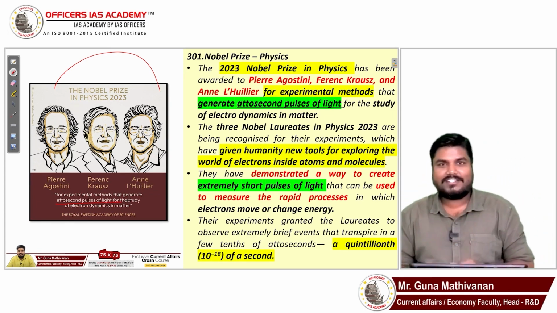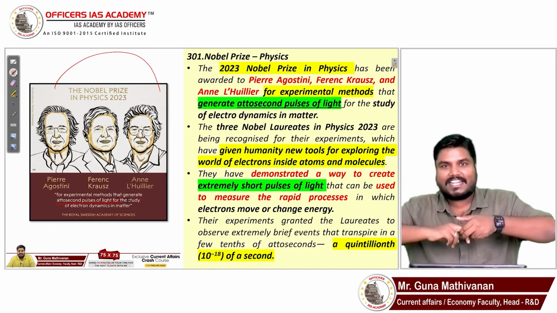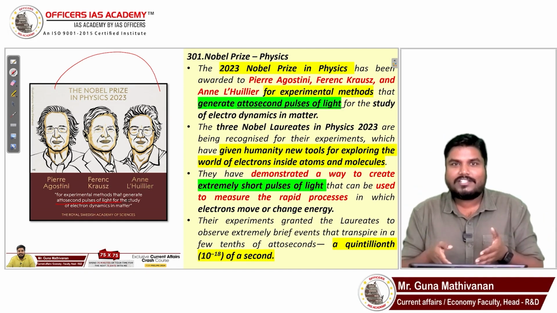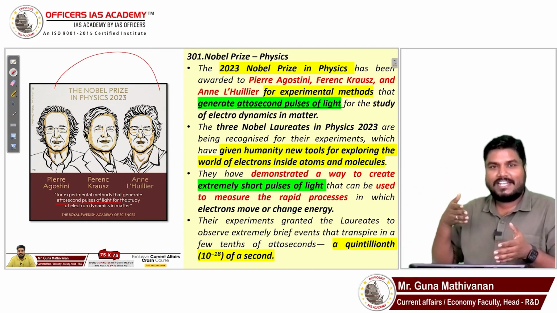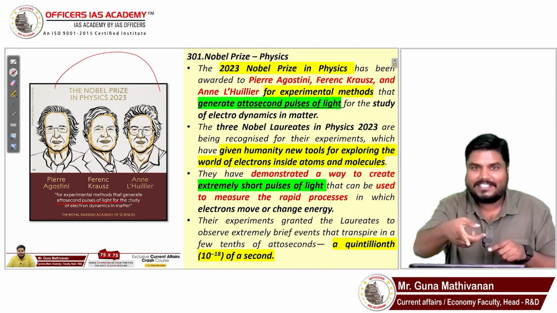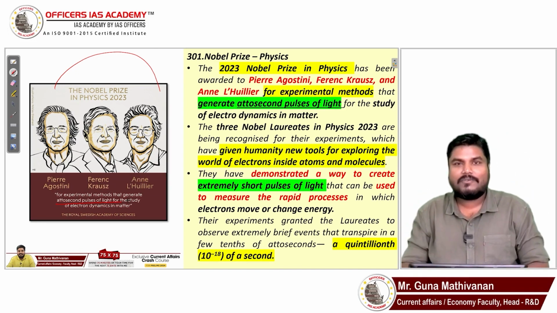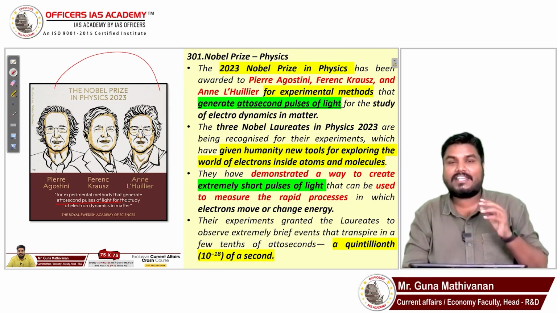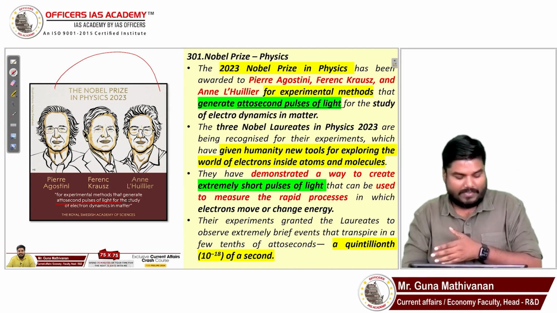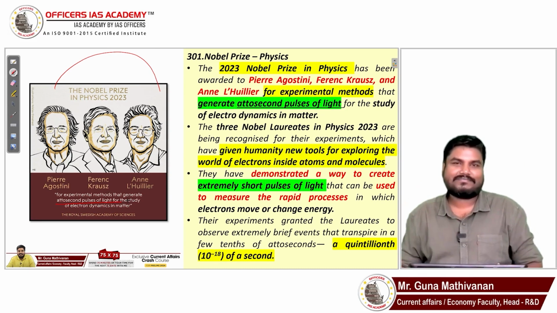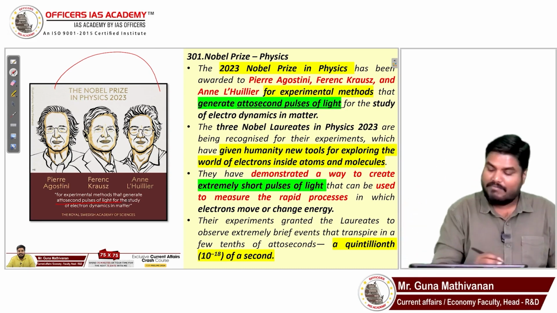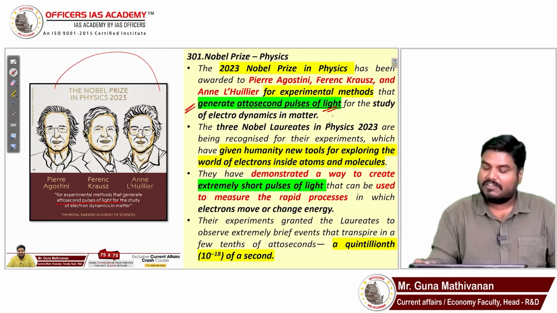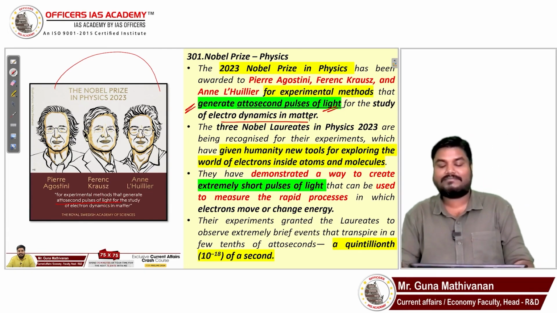Can you watch that reaction? My hand movement from here to here, you can watch. That electron interaction, can you watch? If you want to watch, then first of all, I have to create attosecond pulses of light and I should have a device. So now, the Nobel Prize for Physics was given to these individuals for their effort in developing attosecond pulses of light. So they were able to generate attosecond pulses of light. That will help in studying the electrodynamics in matter.